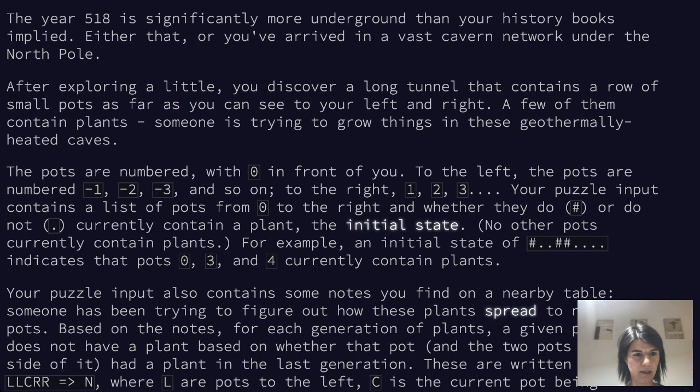Your puzzle input contains a list of pods from 0 to the right, and whether they do or do not currently contain a plant. Okay, a list of pods from 0 to the right, and whether they contain a plant: the initial state. No other pods currently contain plants. Oh, it's actually 0 indexed for once. I'm sure I'll run into off-by-one errors again, but good to know. And at the beginning I don't have any negative ones, so I definitely don't have anything on my left.